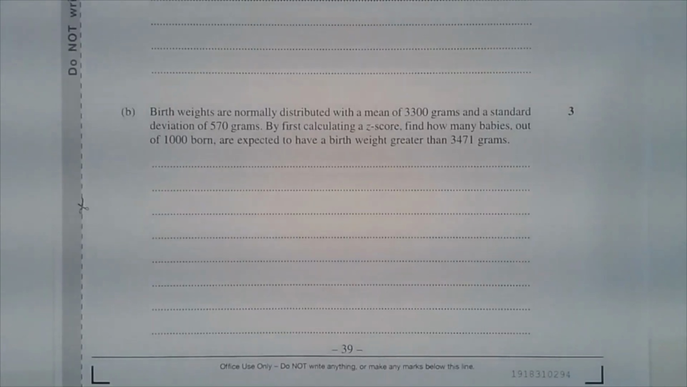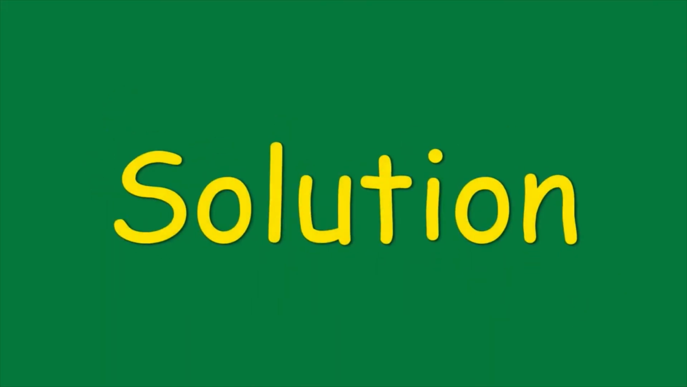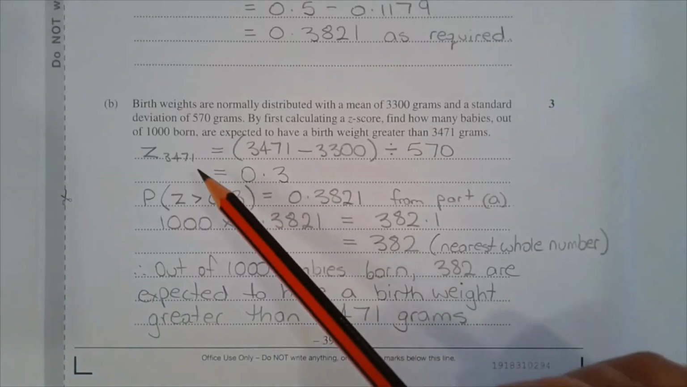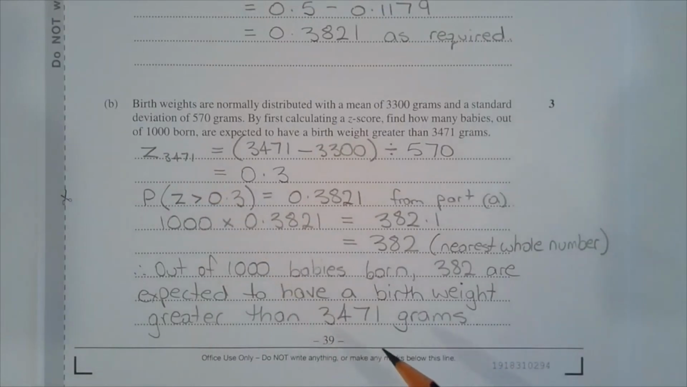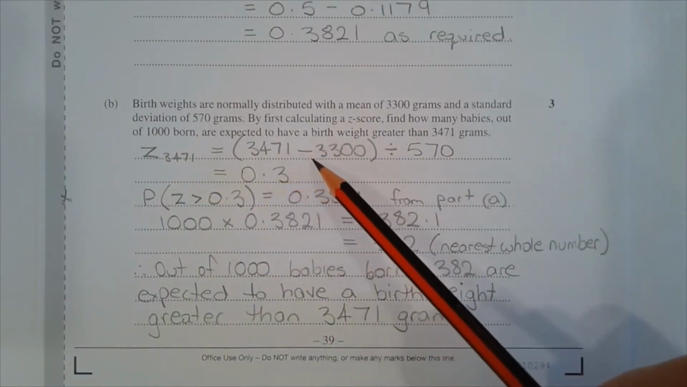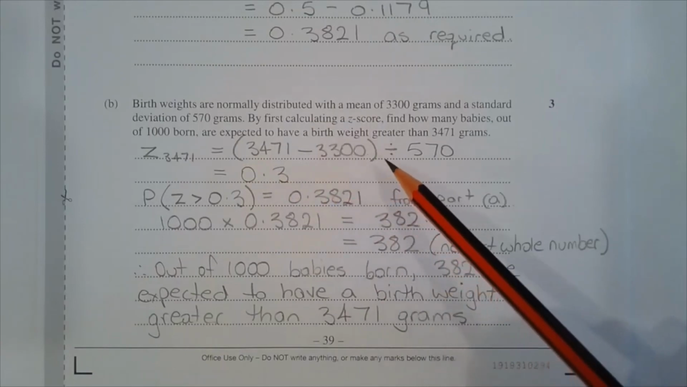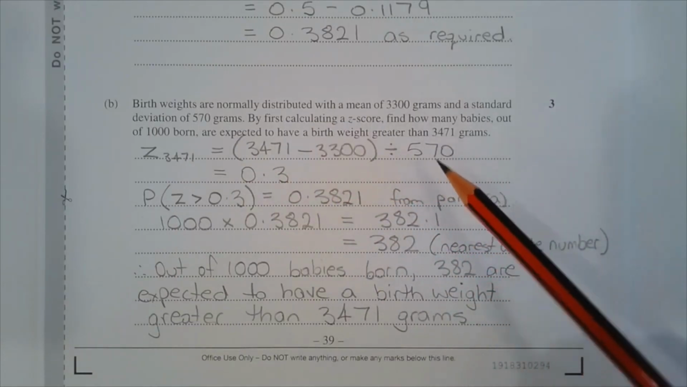Part B. Birth weights are normally distributed with a mean of 3,300 grams and a standard deviation of 570 grams. By first calculating a z-score, find how many babies out of 1,000 born are expected to have a birth weight greater than 3,471 grams. The z-score corresponding to a birth weight of 3,471 grams may be found using the z-score formula: 3,471 minus the mean birth weight of 3,300, divided by the standard deviation of the birth weights, which is 570.